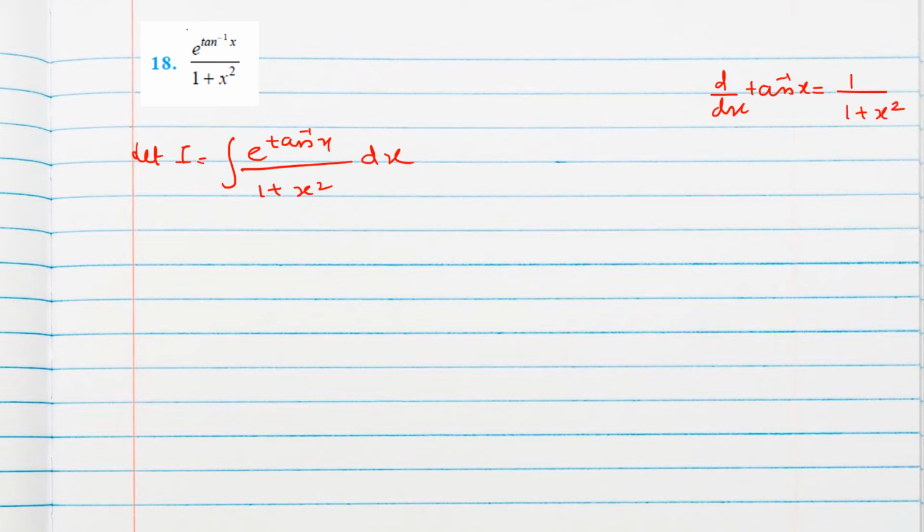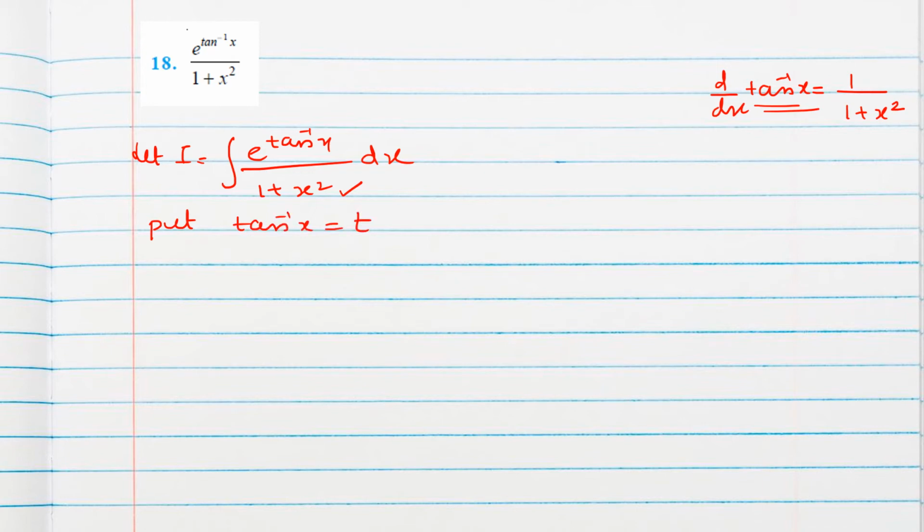Question number 18, e power tan inverse x divided by 1 plus x square. So see, first we'll suppose this integral be I. Now tan inverse x term is there and 1 plus x square, and we know that derivative of tan inverse x will be 1 by 1 plus x square. So if we substitute tan inverse x as t, we will get this expression for sure.